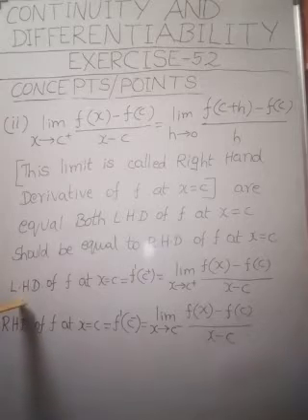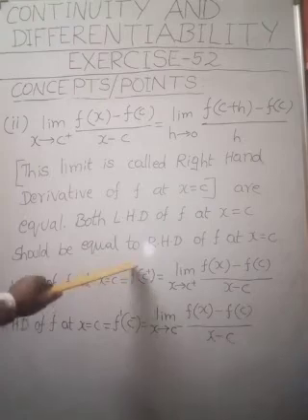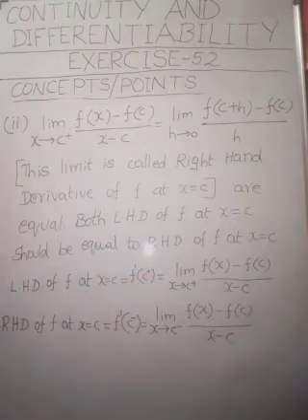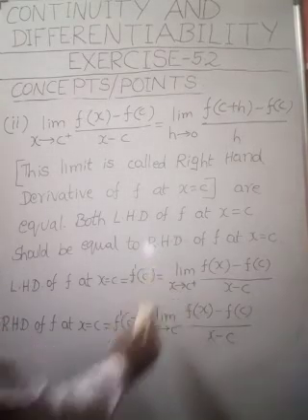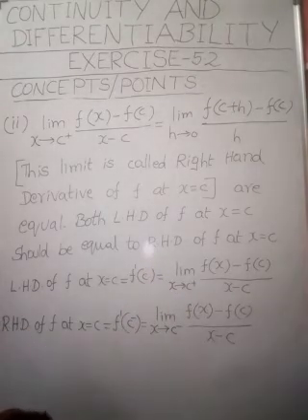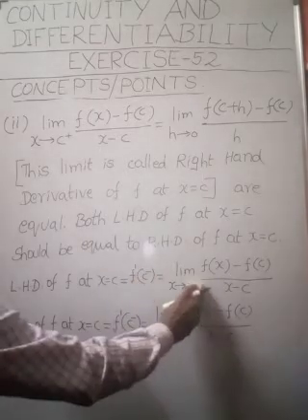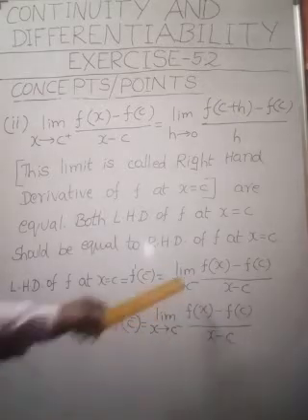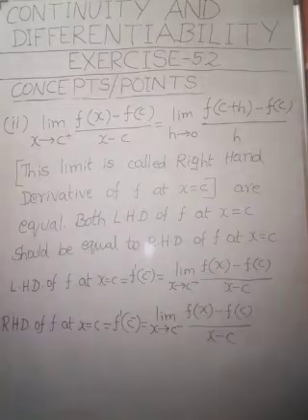So left hand derivative of f at x is equal to c is denoted by f dash of c minus. Okay, my dear children, f dash of c minus is equal to the limit as x tends to c minus of f of x minus f of c by x minus c.